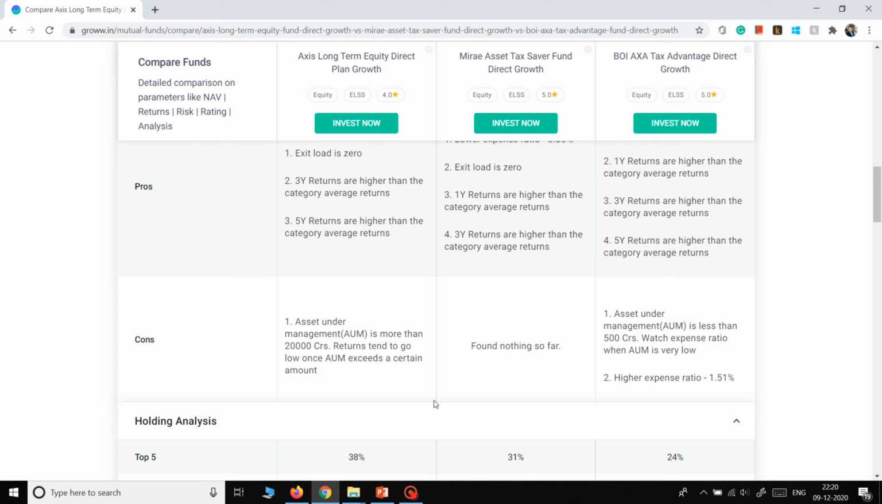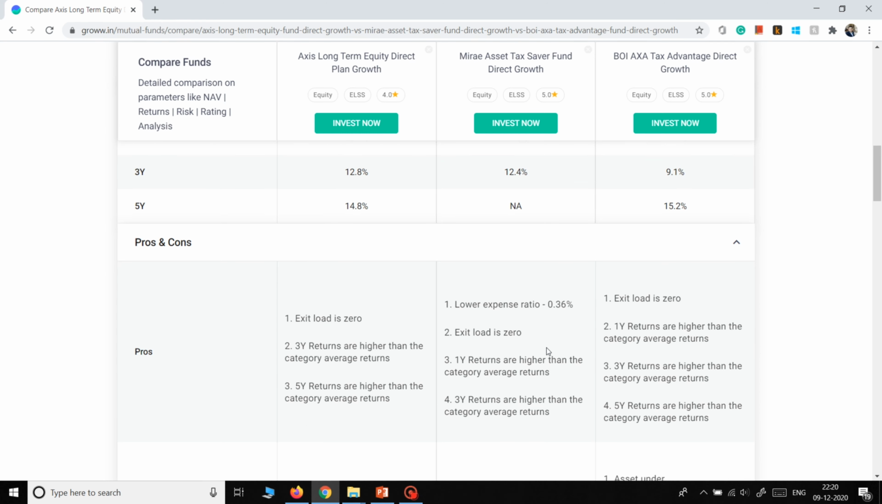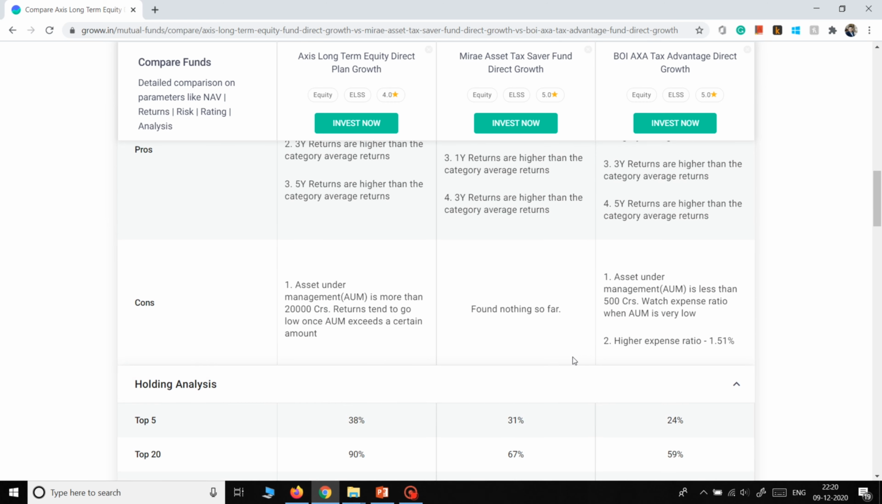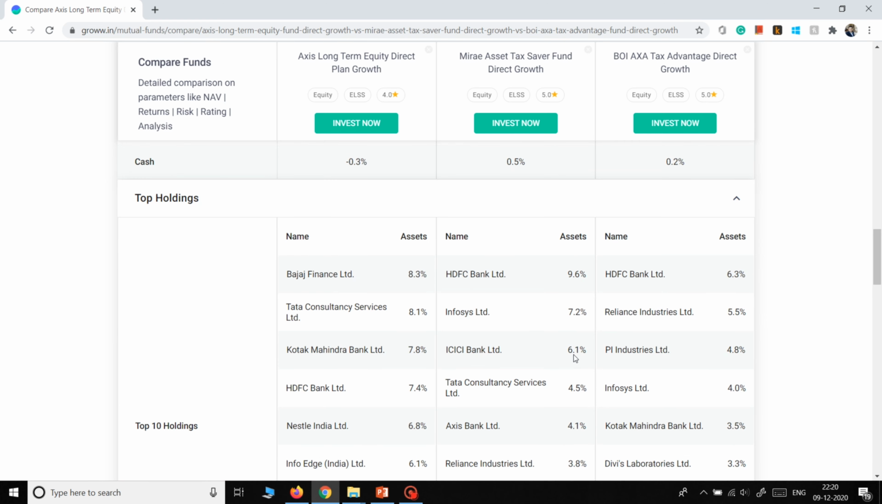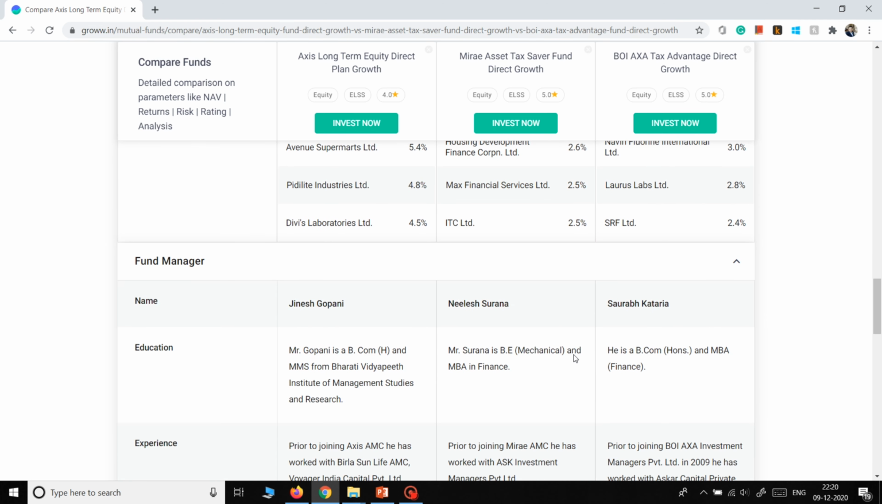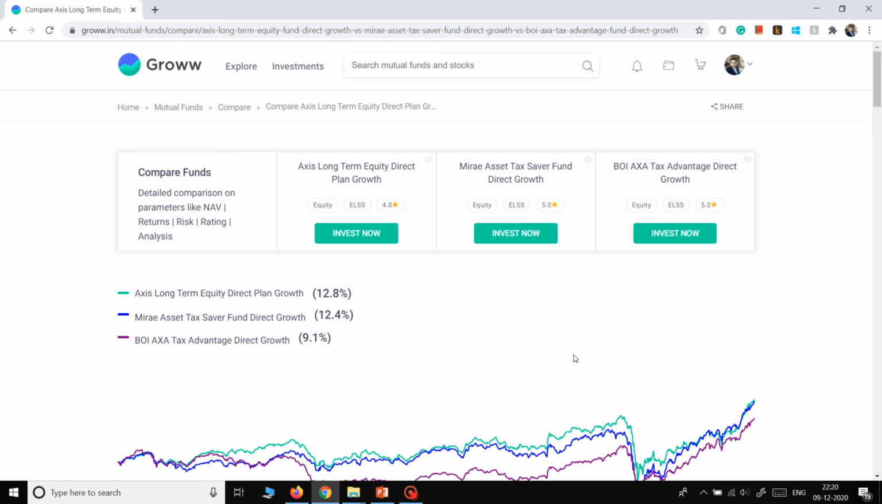Exit load generally is zero in almost all, and exit load means when you are going to take back your money, you don't have to pay anything, but that is based on a condition that you have to keep your money for 3 years. That is the ELSS requirement for the tax saving. Now this is a holding analysis and all these things are there. Fund manager details and all what we have seen in an individual mutual fund, you can compare for multiple. So that's what you have to see in this video.